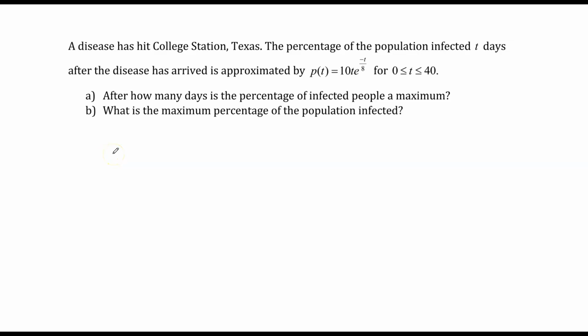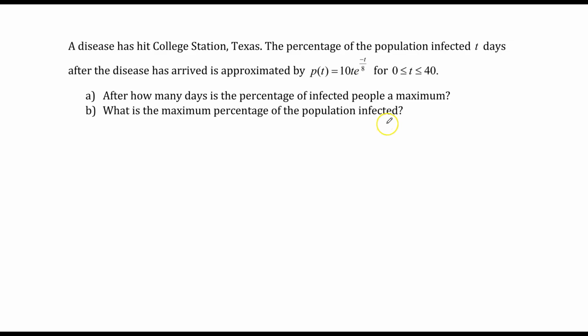Another example. A disease has hit College Station, Texas. The percentage of the population infected T days after the disease has arrived is approximated by this function here. And this is for time T between 0 and 40. After how many days is the percentage of infected people a maximum? And what is the maximum percentage of the population infected?